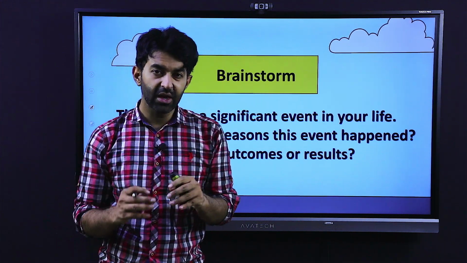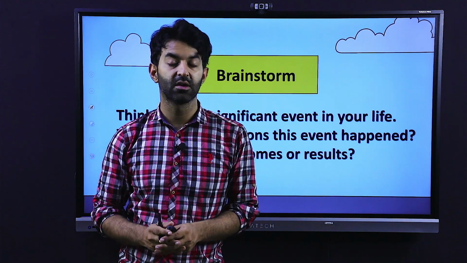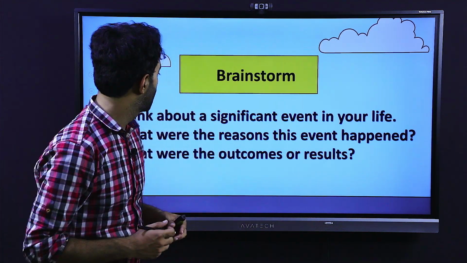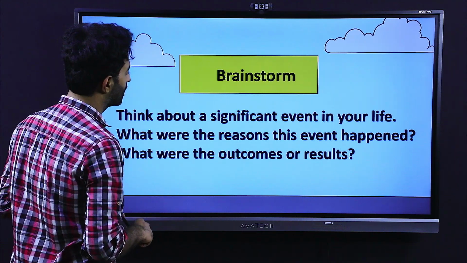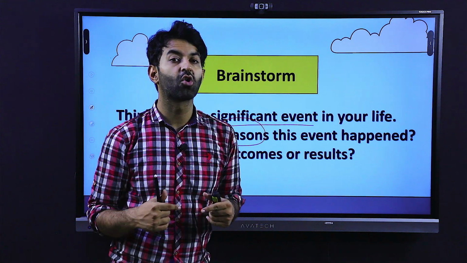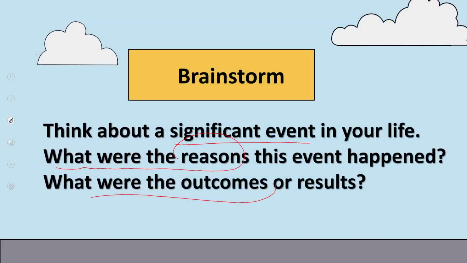Now, let's do this very quick brainstorming session, students. I want you to understand, take a moment, think about it. Think about a significant event in your life, a very important event in your life. What were the reasons this event happened? You have to give the reasons, the causes, and also what were the outcomes. Outcomes means results or the effects, right?